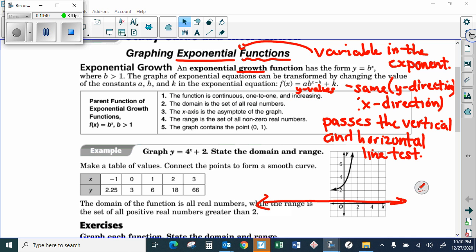Versus, remember, the range, coming at number 4, is all the y values. So it's y for range, x values for domain. The range is, we'll come back to number 3 in just a second. The range is a set of all non-zero real numbers.